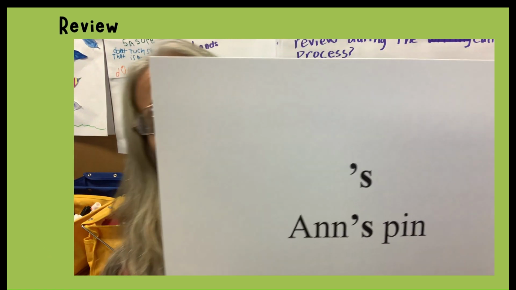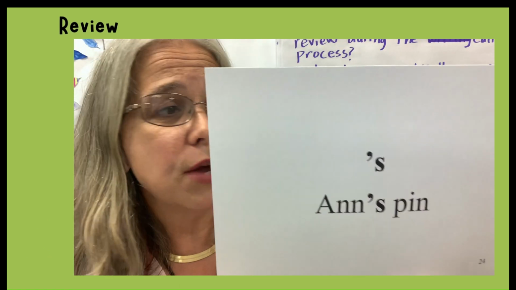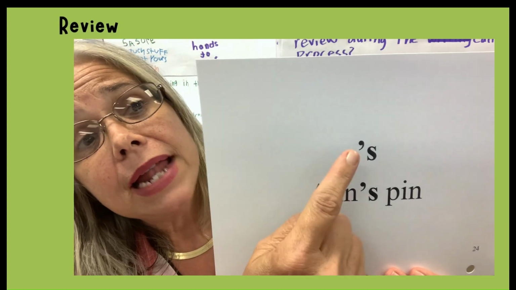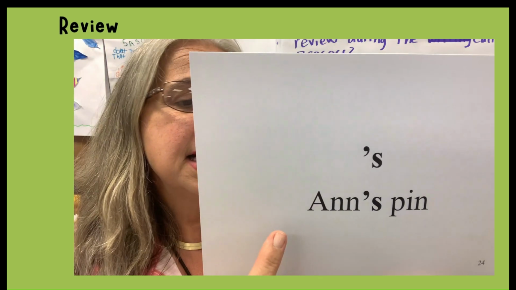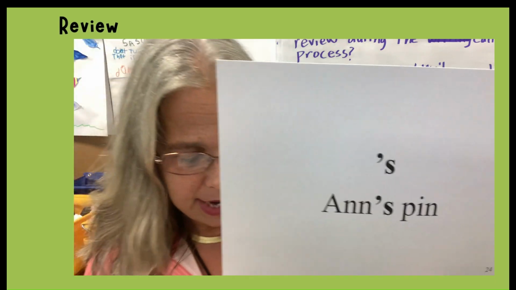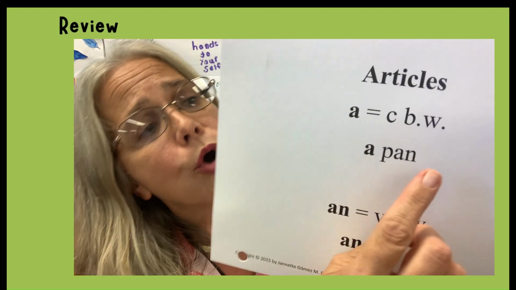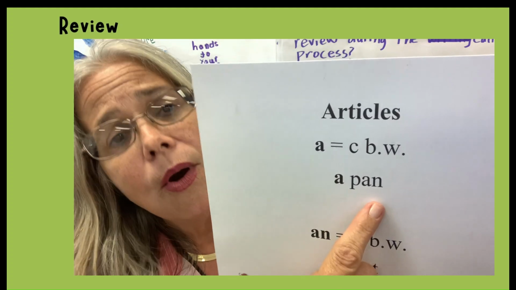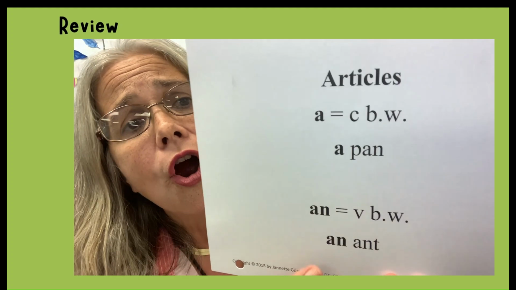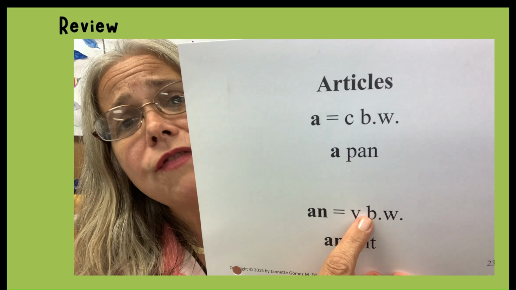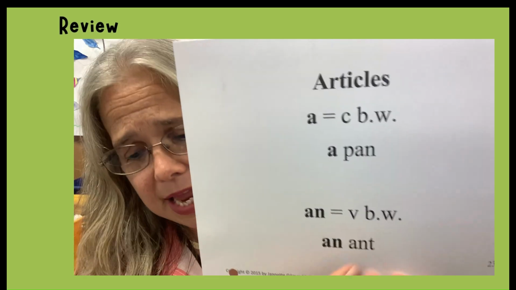When we want to show that something belongs to someone or something, singular, one, we add an apostrophe S, such as Anne's pen. That means the pen belongs to Anne. Article A is used before words that begin with a consonant sound, such as a pen. Article an goes before base words that begin with a vowel sound, such as an ant.